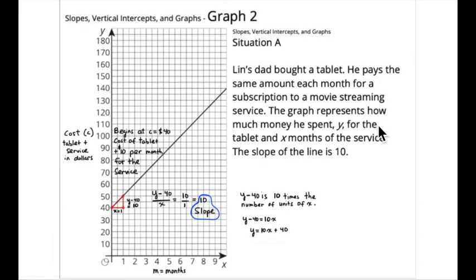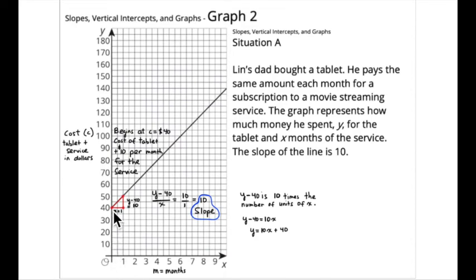All right, so the story, let's figure out what those things are. Lynn's dad bought a tablet, and then he has a streaming service that he pays $10 a month for that service. So that's the slope. Every month his cost is going to increase $10. So the cost is the service, the monthly service, plus the cost of the tablet. So this is the only one with a slope of 10. It crosses the vertical axis at 40. So what's that 40? That's the cost of the tablet.